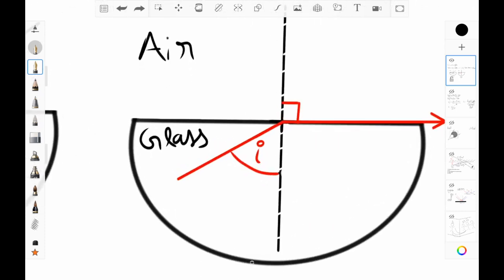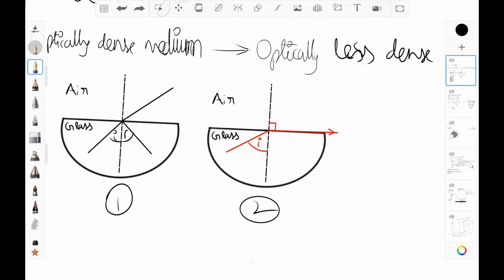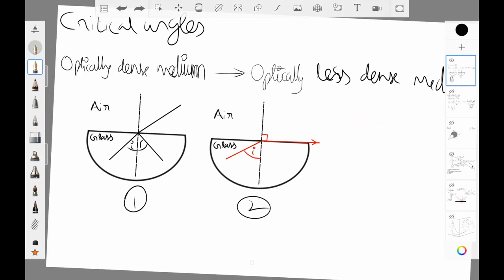So the critical angle is this angle right here, the angle at which the refracted angle is 90 degrees, which is a mouthful to say, but basically the incident angle in the optically dense medium, in this case glass, that causes the refracted angle in the optically less dense medium, in this case air, to be 90 degrees is called the critical angle. Again, it's a mouthful, but that's the concept of a critical angle, and it's different in all cases.